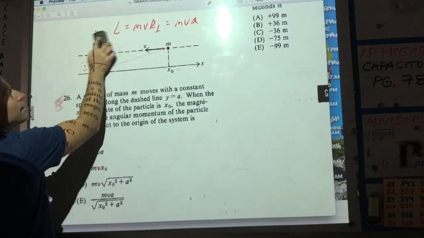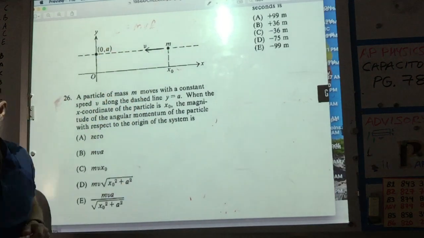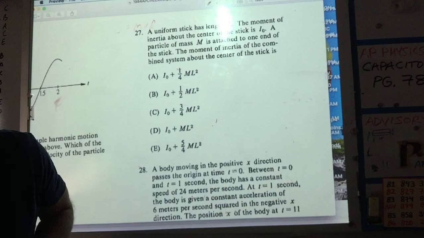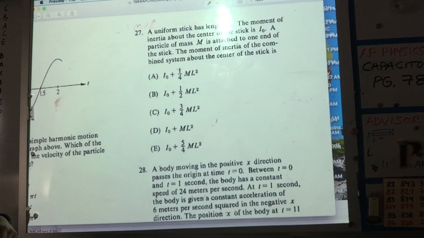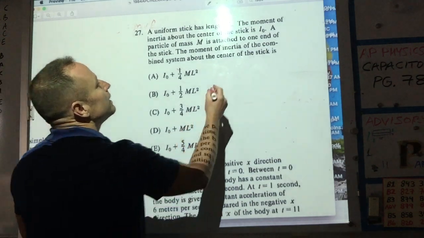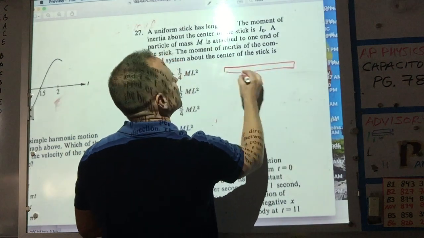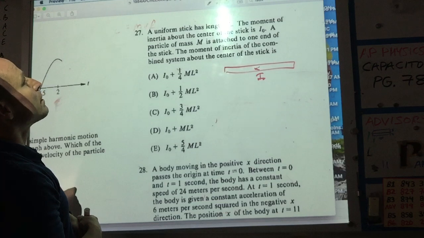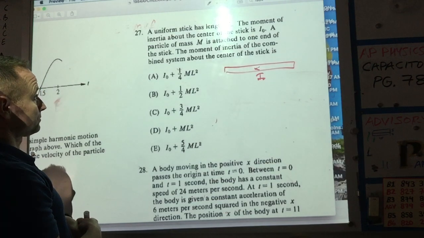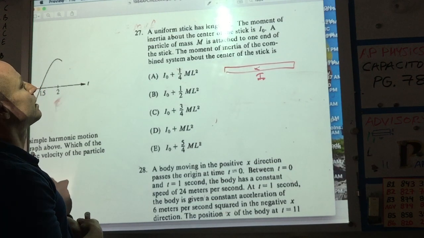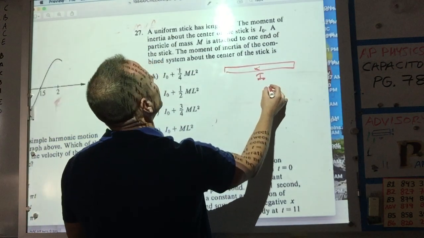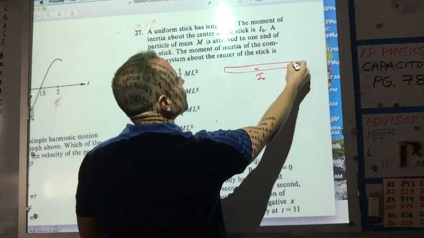So there's that one. We're on 27. A uniform stick, length L, moment of inertia I naught. So here's the stick, and around here it's I naught. A particle of mass M is attached to one end. The moment of inertia of the combined system about the center. Oh, it's still about the center? Well, all you can do is add a point mass to it. It's attached to one end.